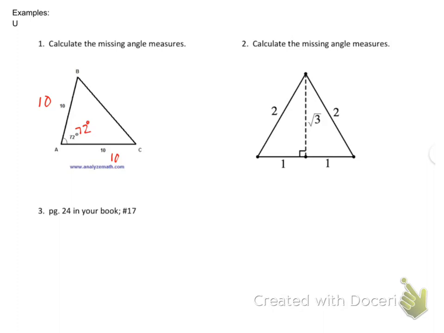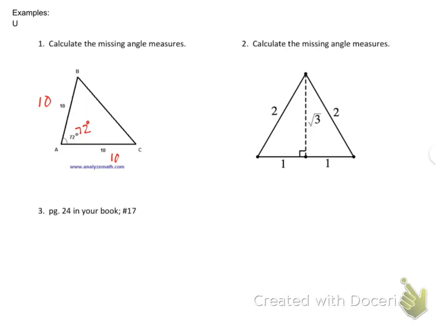If you have an isosceles triangle, what do we know about the angles opposite those sides? They have to be the same. So what does that mean? It means that angle C, right here, opposite of this 10, has to equal angle B. Do we know what angle B or angle C is?